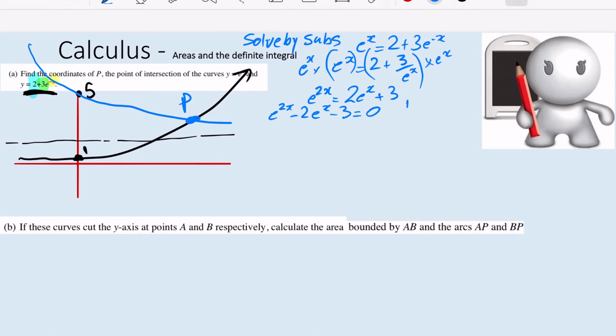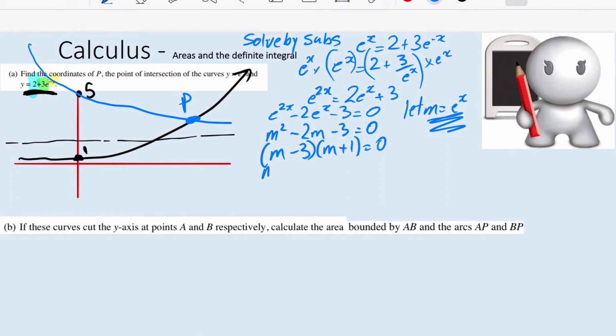Now at this stage you need to recognize that this is going to be an equation which is reducible to a quadratic. So if you make this simple substitution, you will end up with m squared minus 2m minus 3 equals 0, which we can factorize: m minus 3 and m plus 1. When we solve, we get m equals 3 and m equals negative 1. Now we sub back, m is equal to e to the power of x. So now instead of m, e to the power of x is equal to 3, and e to the power of x is equal to negative 1.